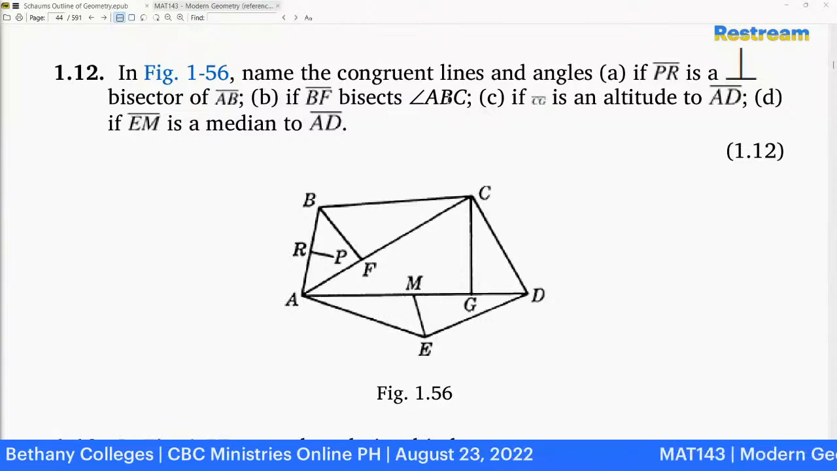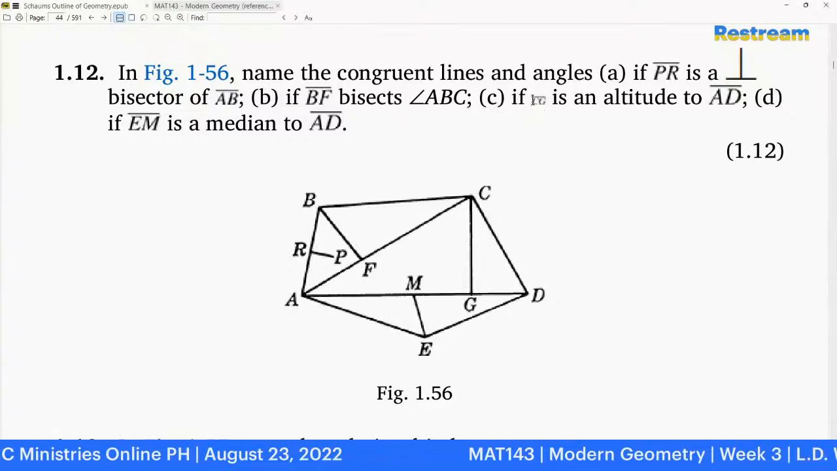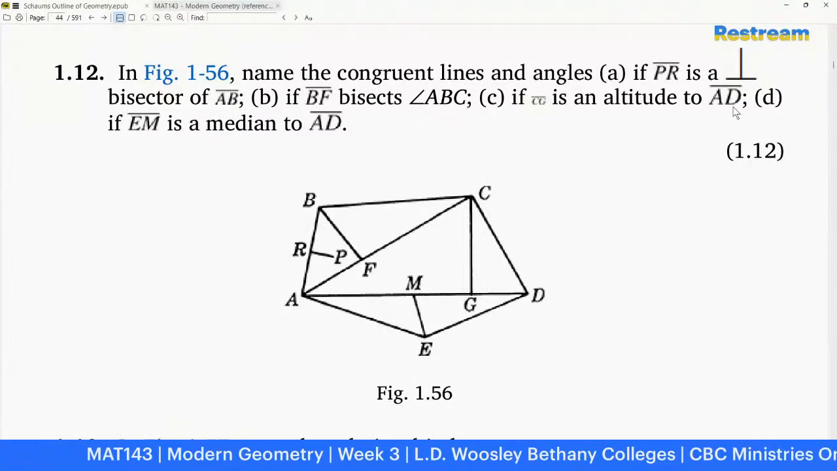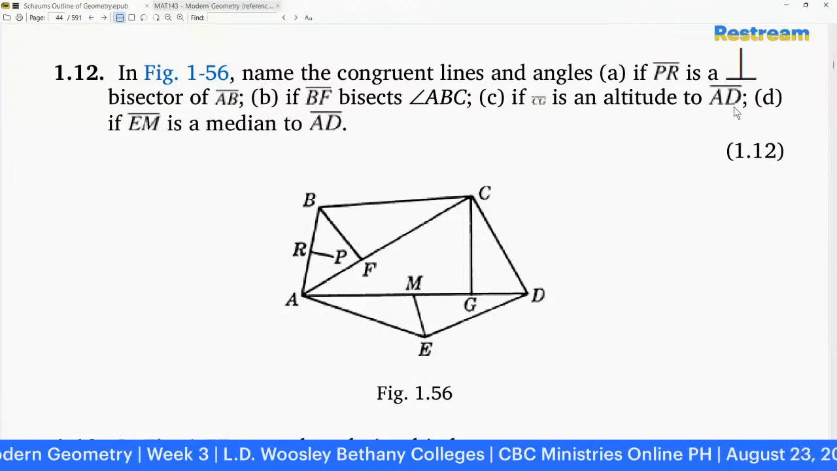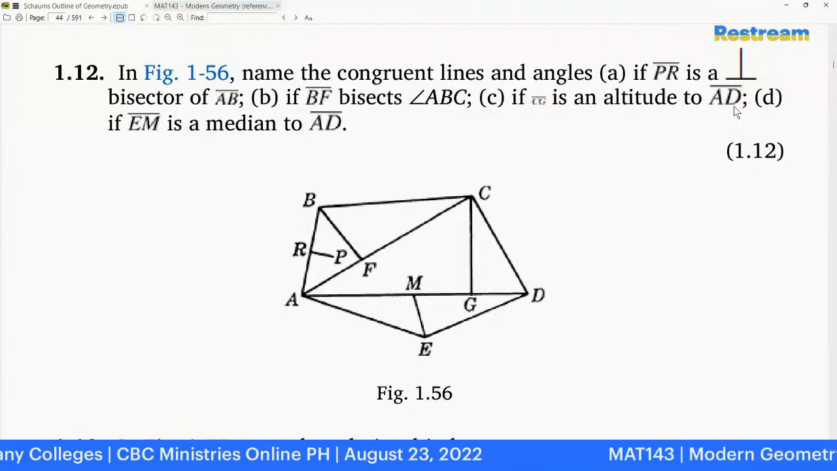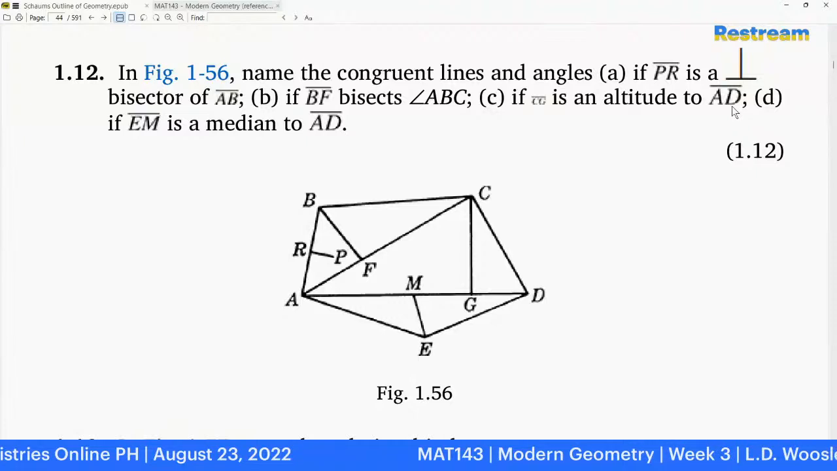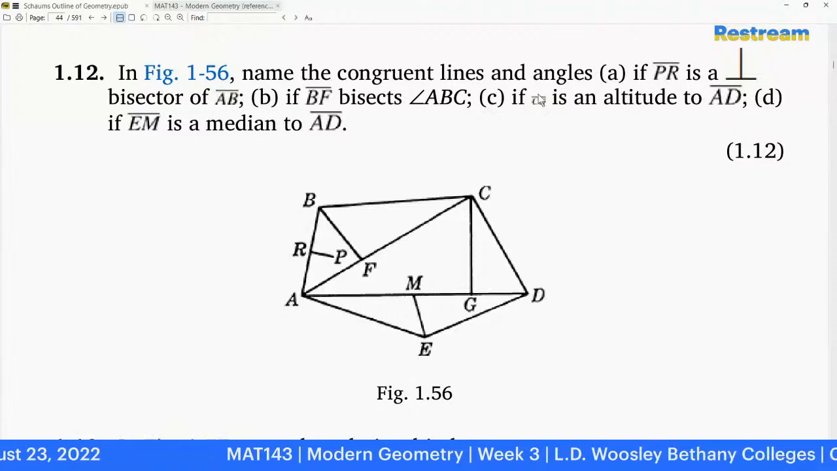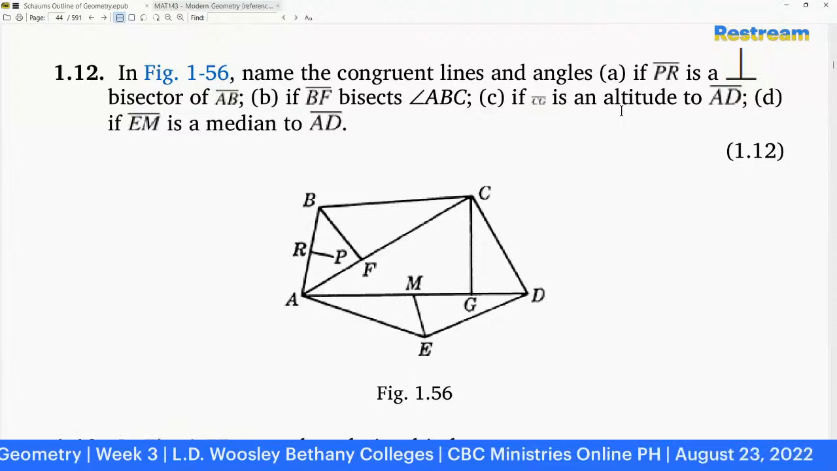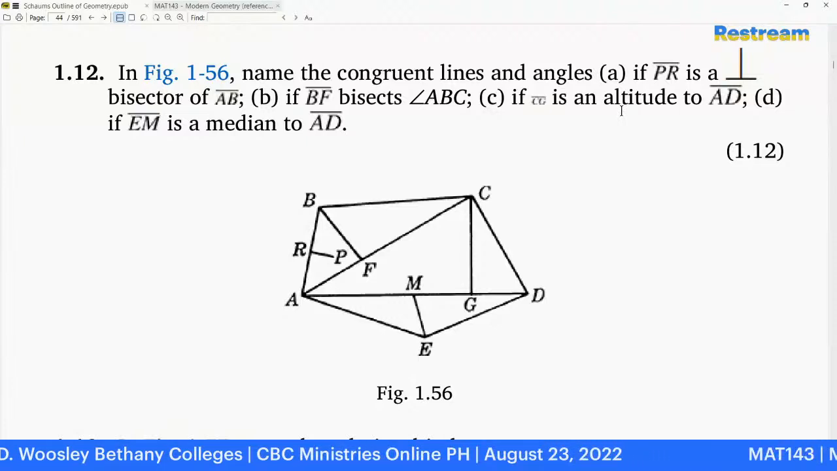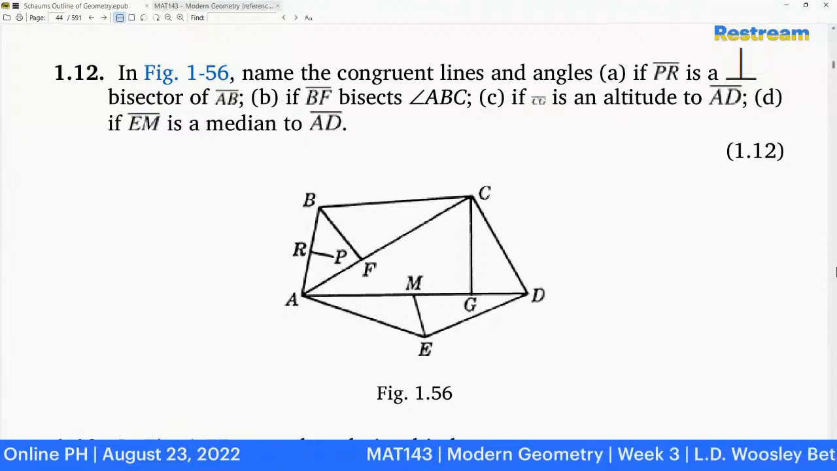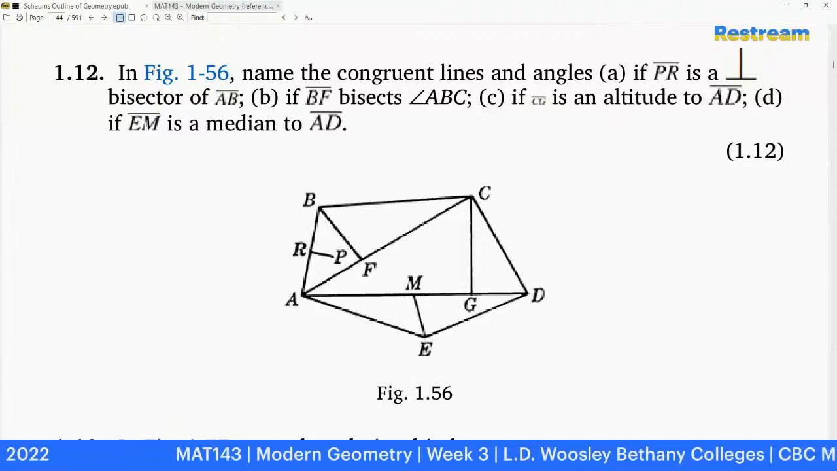Okay, next. CG to, no? Hindi lang makita. CG is an altitude of AD. If CG is an altitude of AD. So ano yung ano niya? What could be the pwede nating congruency? Angle lang po.